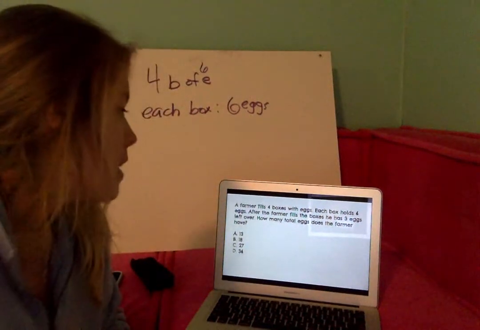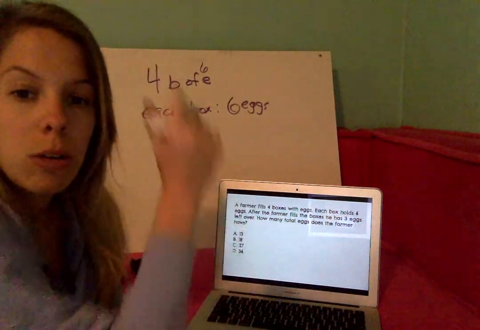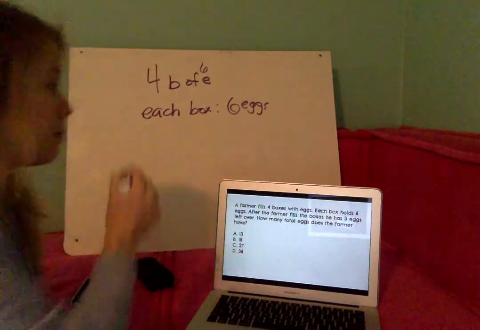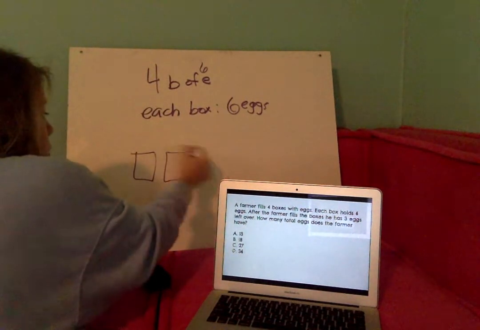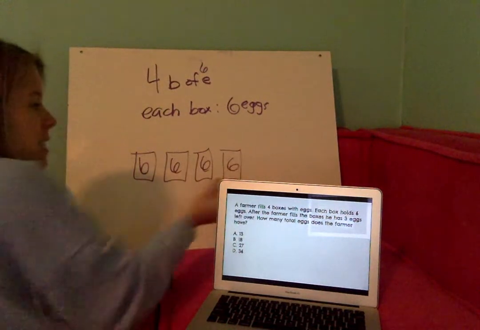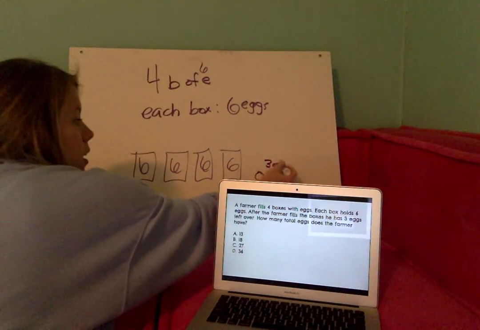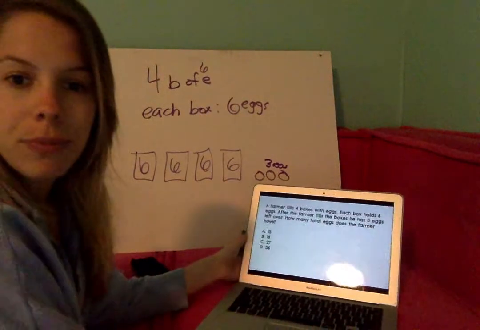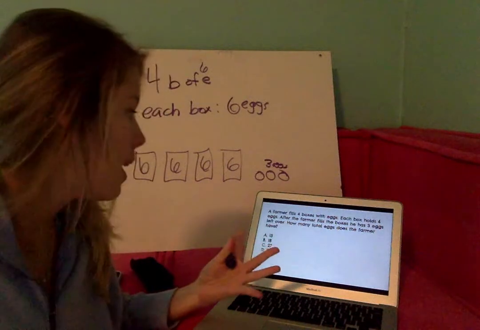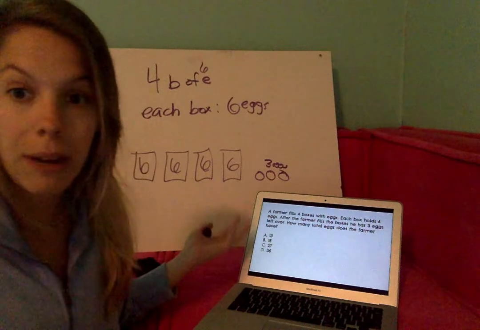Okay? After the farmer fills the boxes, he has 3 eggs left over. Where I would draw a line and think about that. After he fills all of the boxes up, so if he has 4 boxes, 1, 2, 3, 4, and in each one there's 6, he still has an egg, an egg, and an egg left over. Okay? So if he has some left over, they can't fit in the box. He has no more boxes, but he still has them. How many total eggs does the farmer have? We don't have the total amount of eggs, so that's what we have to figure out.